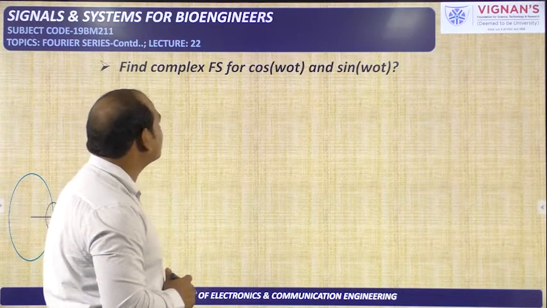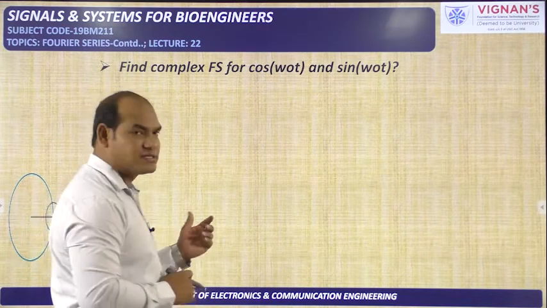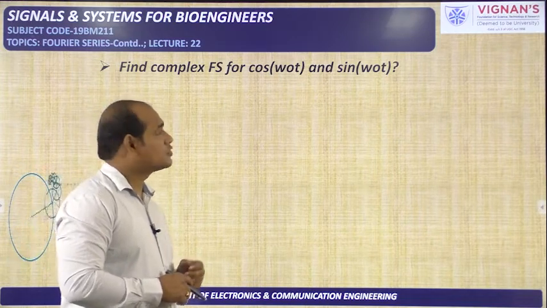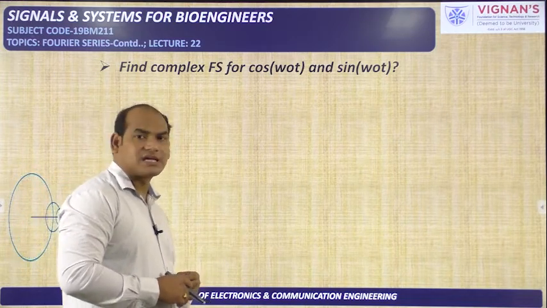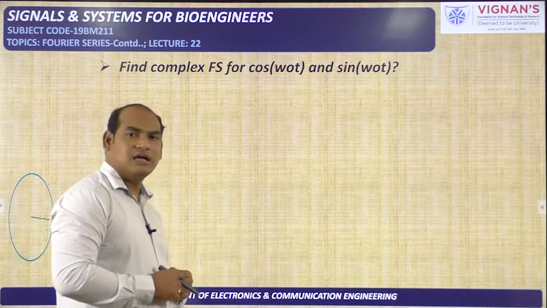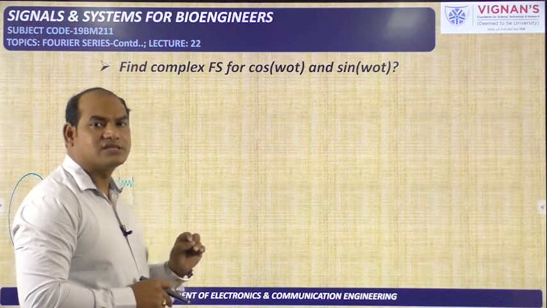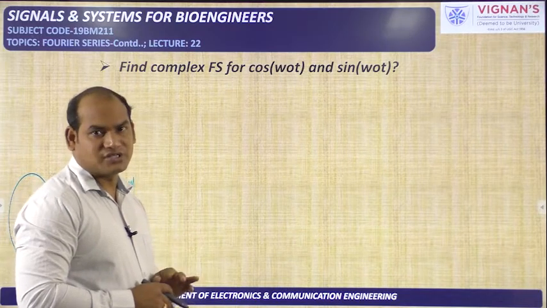Now one problem we will see, that is find complex Fourier series for cos omega naught t and sin omega naught t. So here two signals they have given. One is cos omega naught t and second one is sin omega naught t. For these two signals we are going to find the complex Fourier series, that means exponential Fourier series.